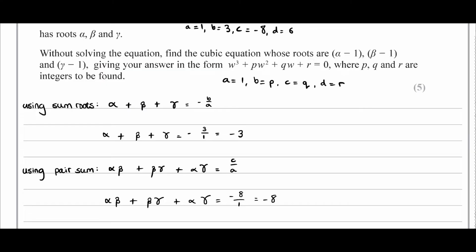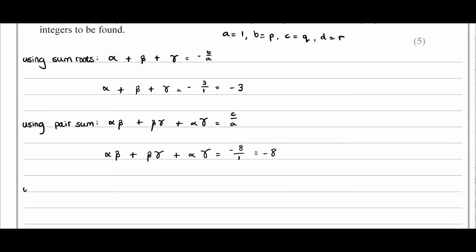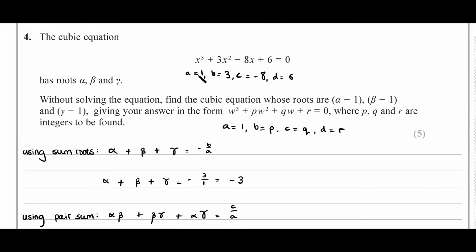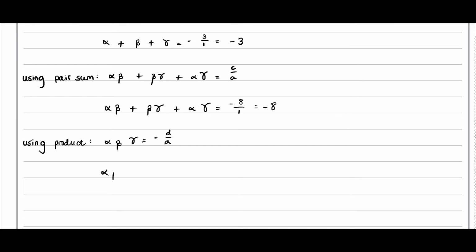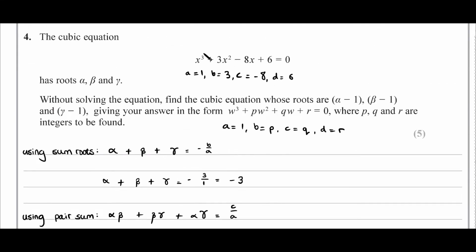And if we use the product, that is alpha beta gamma equals minus d over a. We know d is equal to 6, a is equal to 1. So alpha beta gamma is equal to minus 6 over 1, which is minus 6. So all this over here is for our cubic involving an x.